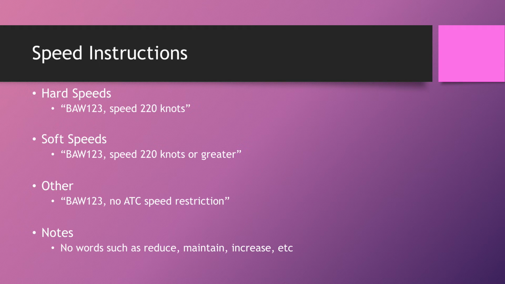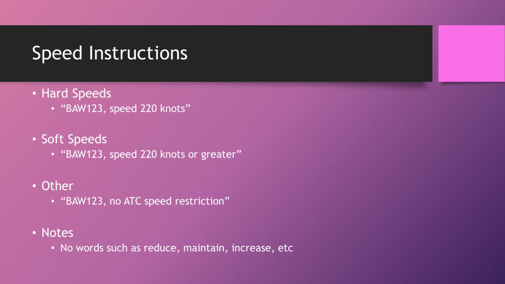A soft speed is when we give the pilot some flexibility. So, for example, Speedbird 123, speed 220 knots or greater. Or Speedbird 123, speed 180 knots or less. That would be a soft speed.